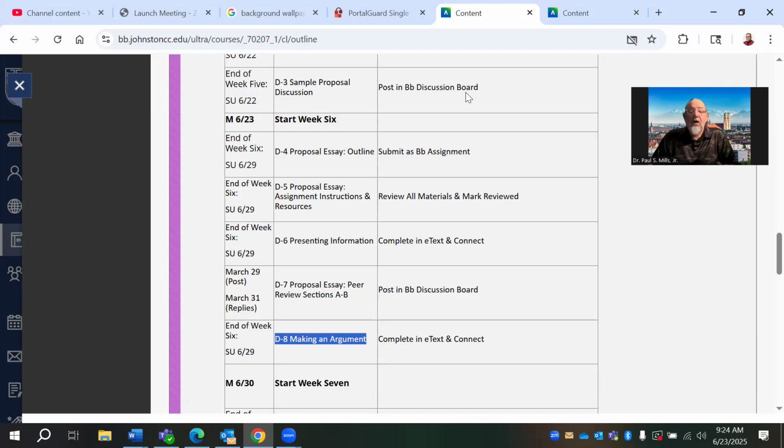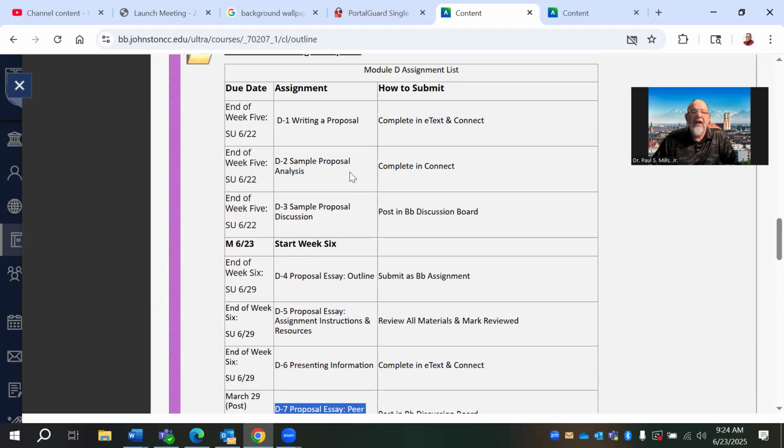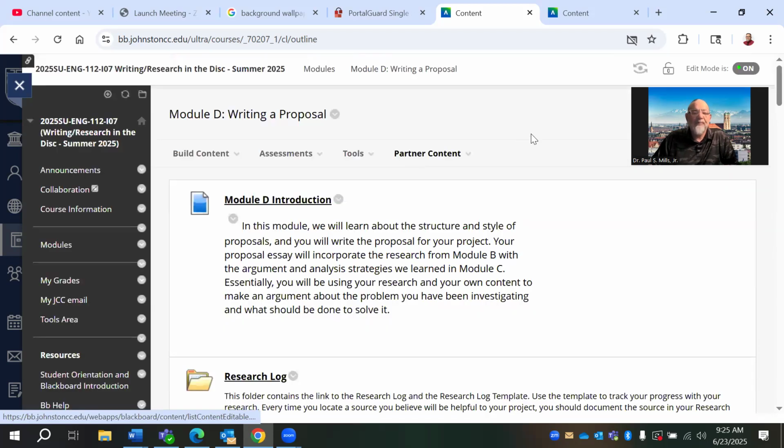Okay. So we're going to take a look at again the outline instructions for D4. We'll also look at D5, which is the proposal essay instructions. And then I'll talk briefly about D7, D6 and D8. I'm figuring you can probably figure out on your own. You've been doing those all semester. So let's jump in and look at the outline assignment for D4.